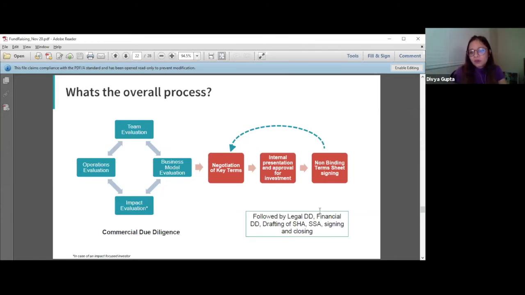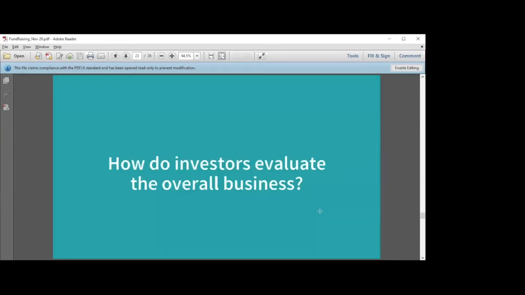But between approval from the investment committee and final closing, disbursement of capital, there is legal due diligence, which is done by one of the legal guys. There is financial due diligence. A term sheet discusses maybe 20 points, and the SHA will have hundreds. So there is a thorough negotiation of the SHA, which is the shareholders agreement, share subscription agreement, and so on and so forth.